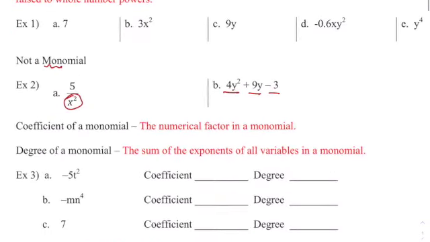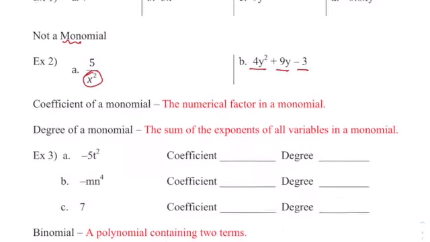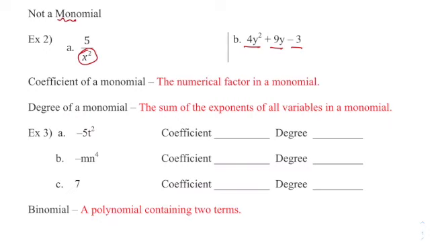Then the next couple of things: the coefficient of a monomial is the numerical factor in the monomial, that number in front of it. The degree of a monomial is the sum of the exponents of all the variables in the monomial. So we're going to practice a few of them. Coefficient for 5t to the second power, the coefficient is just the number. It says numerical, so that's just -5. And the degree is just the exponent of the variable. So in this case, it's 2.